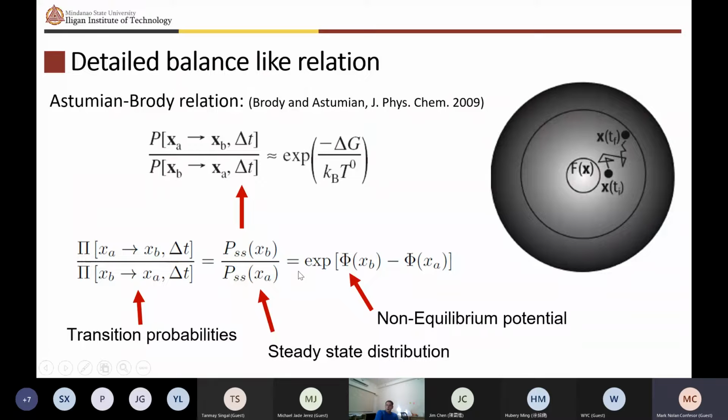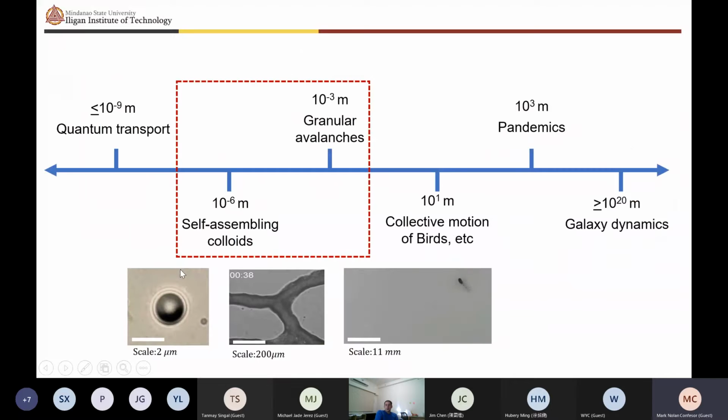However, not so much has been investigated, for example, for cases wherein the system is subject to active noise. And this is now our contribution to this work.